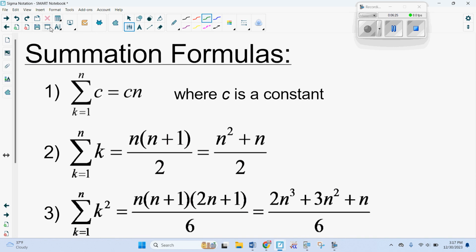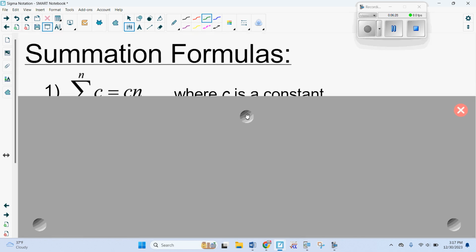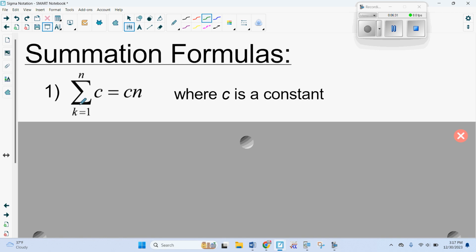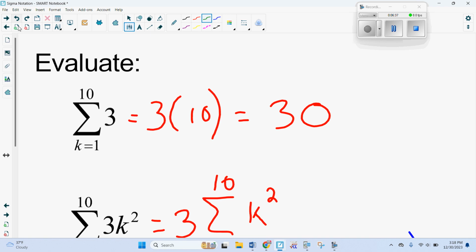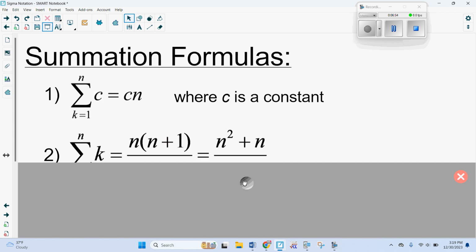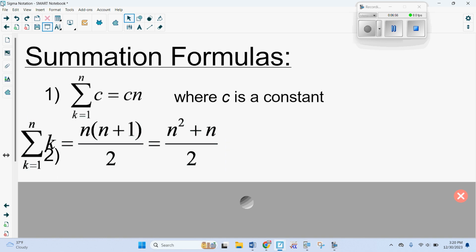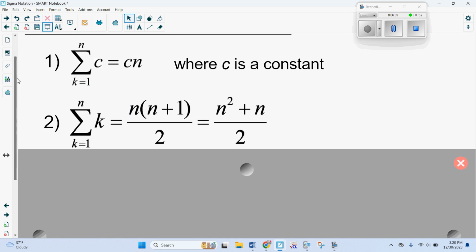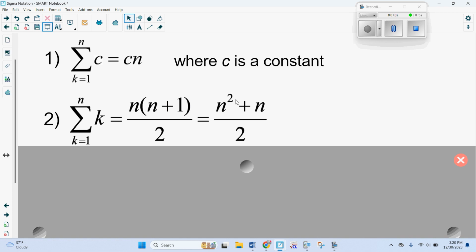Now, let's go through these one at a time. First, if we have the sigma notation of a constant, that becomes just c times n. So, for example, if we have sigma of 3 from k equals 1 to 10, that becomes just 3 times 10, which equals 30. Our other formulas: if we have the sigma notation of just k, we can write that as n times n plus 1 over 2, or n squared plus n over 2.